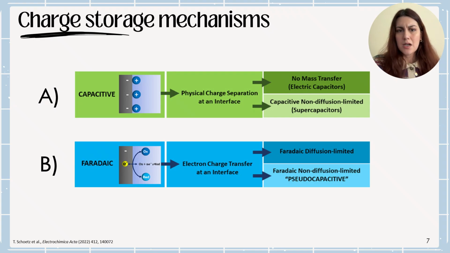In practice, many real materials show a combination of capacitive and Faraday contributions, and techniques like cyclic voltammetry are often used to distinguish between these mechanisms. We will see some examples later. It is important to highlight that understanding these mechanisms is essential to design improved energy storage systems.